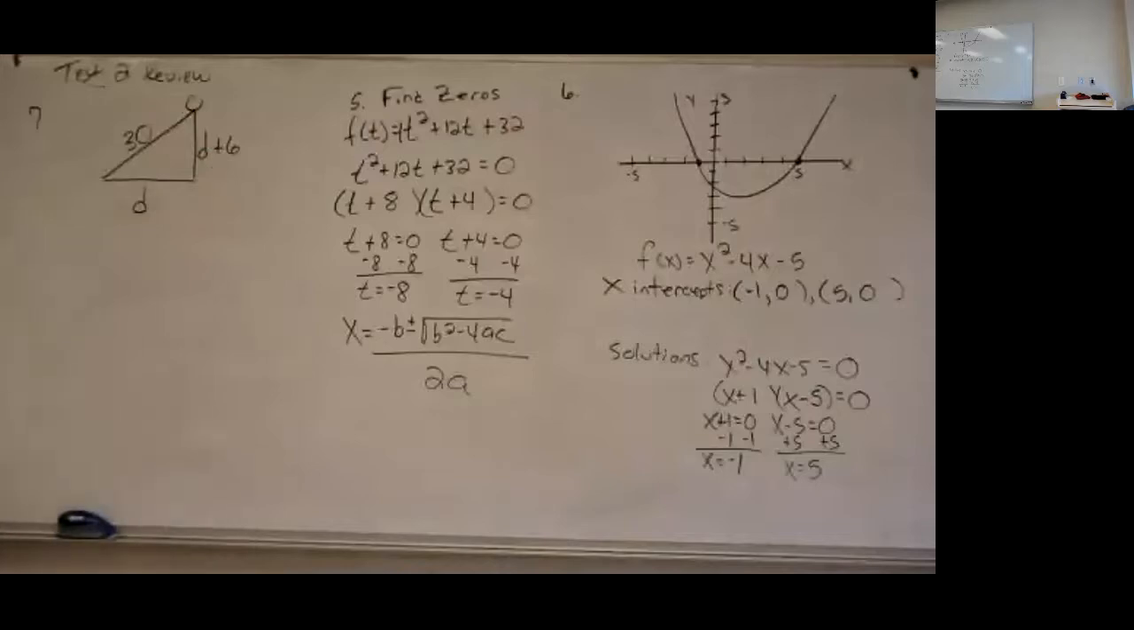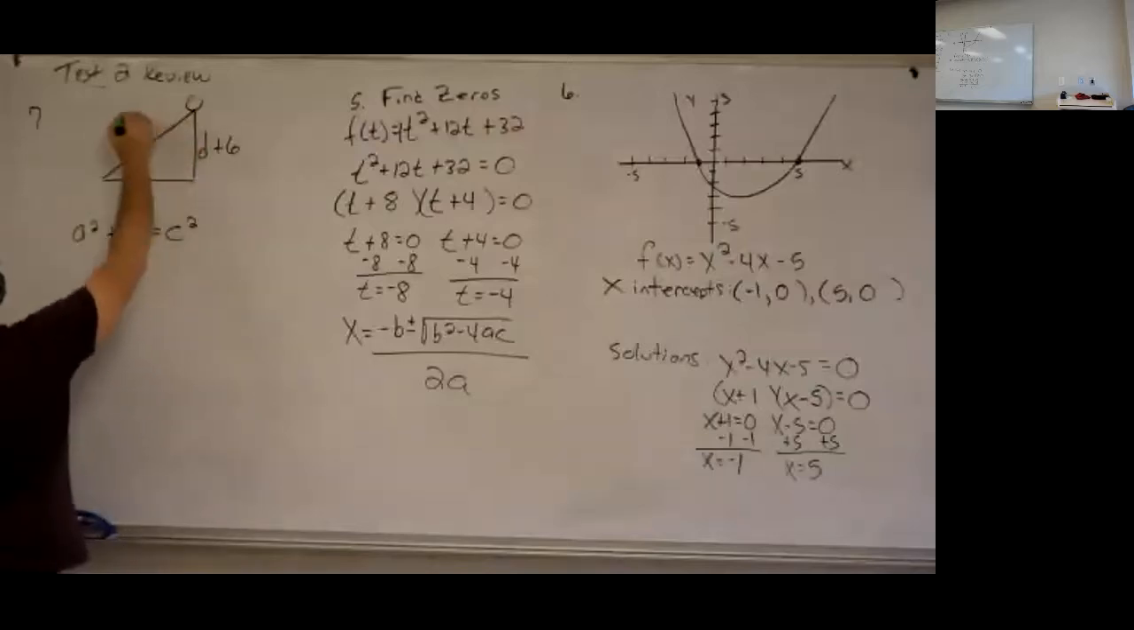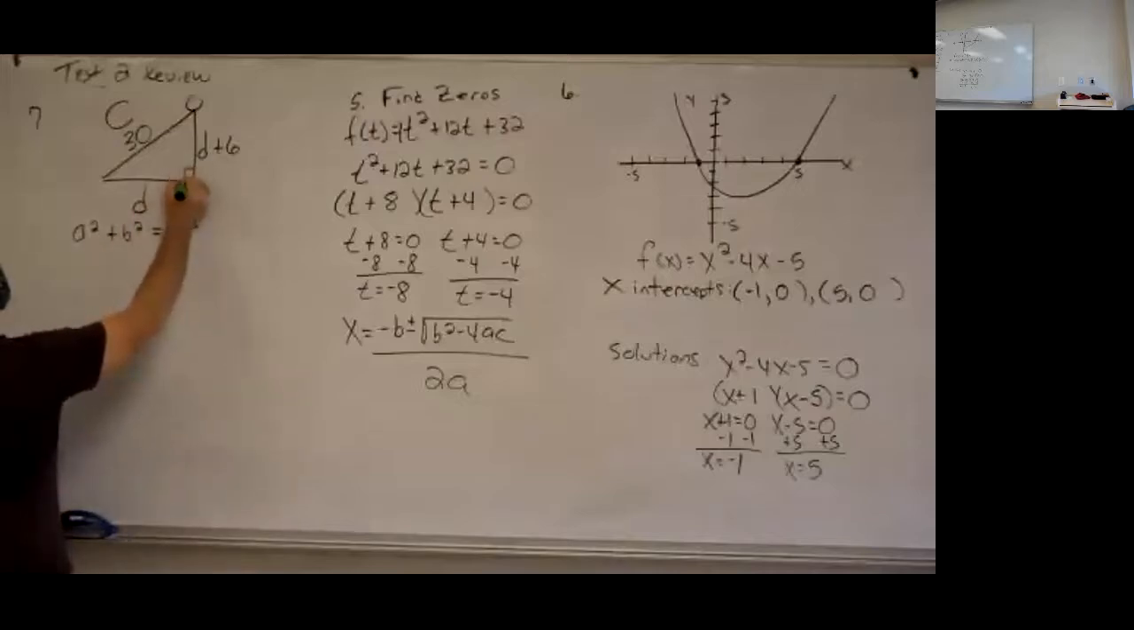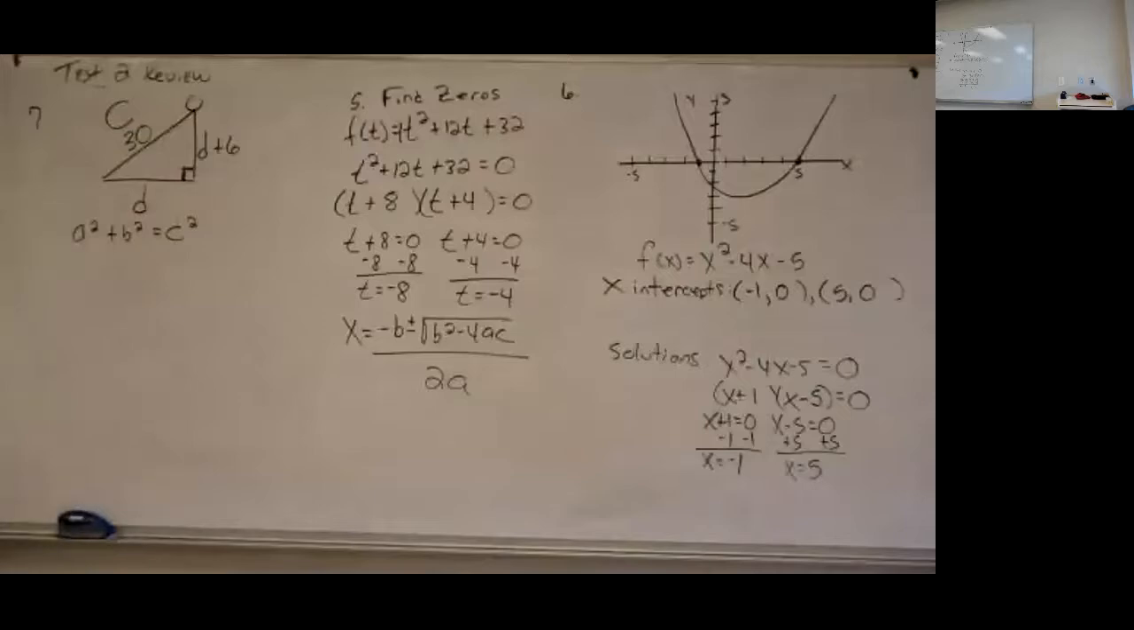So they want me to find the distance D and then the height of my tower. Okay. So I'm going to use the Pythagorean theorem. A squared plus B squared is going to equal C squared. The only thing you got to realize is that this longest side over here always has to be the C, and it's always going to be the side across from what we call the right angle, or the 90-degree angle.